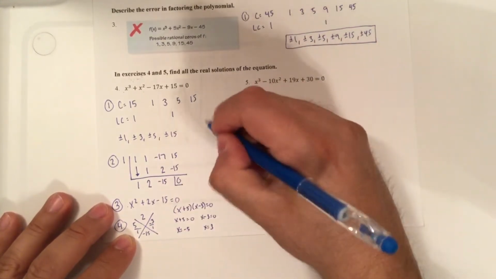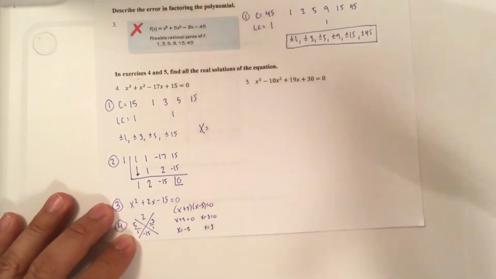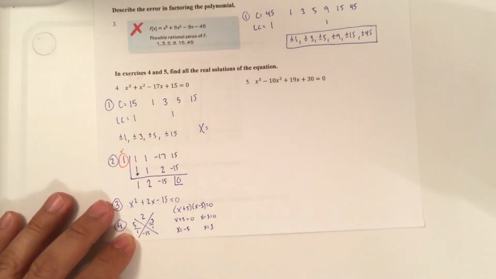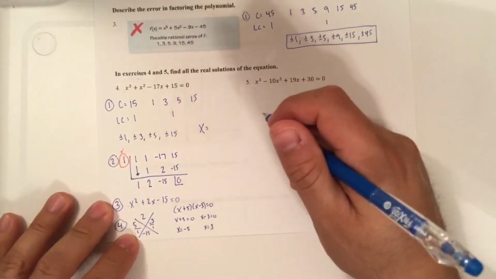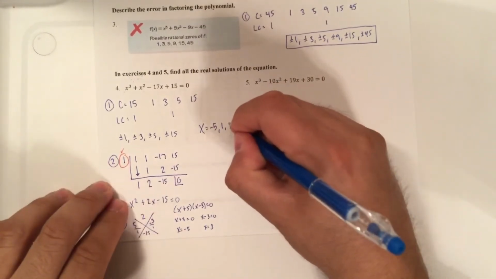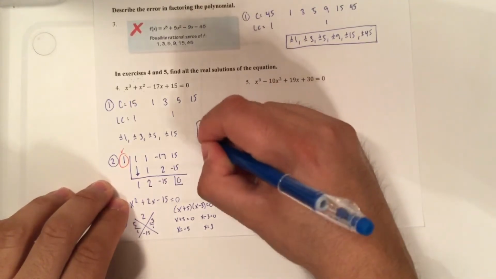So I'm going to write my solutions right here. X equals, once again, you cannot forget, this is a solution. Cannot forget that original one. So numerical order for me, negative 5 comes first, 1 comes second, and 3 comes third.